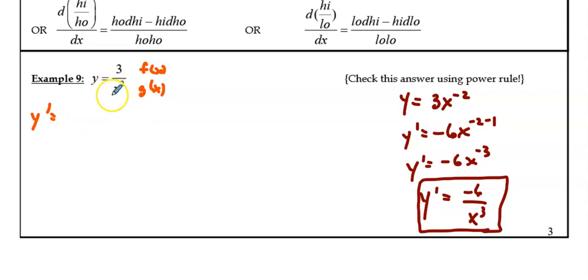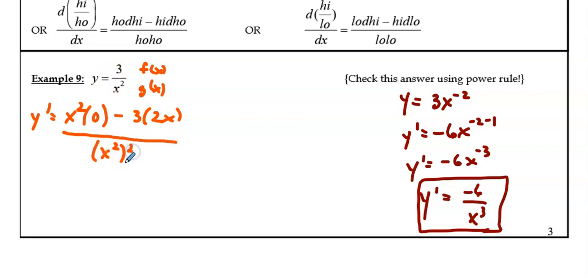So again, we start with low, and then we multiply by the derivative of our high. The derivative of a constant is just going to be 0. Minus high times d low, the derivative of low, so high times the derivative of our denominator, all over low, low.